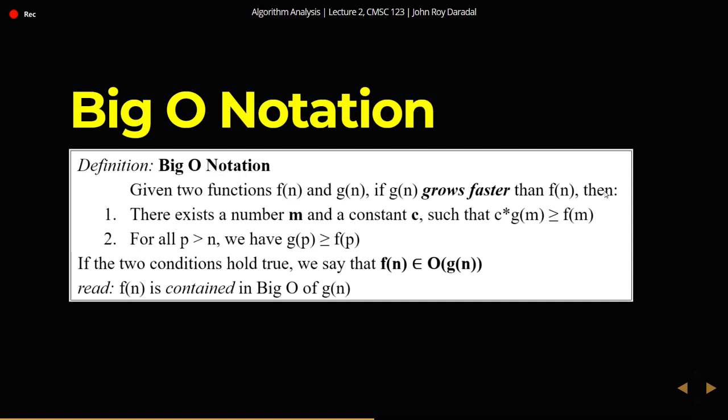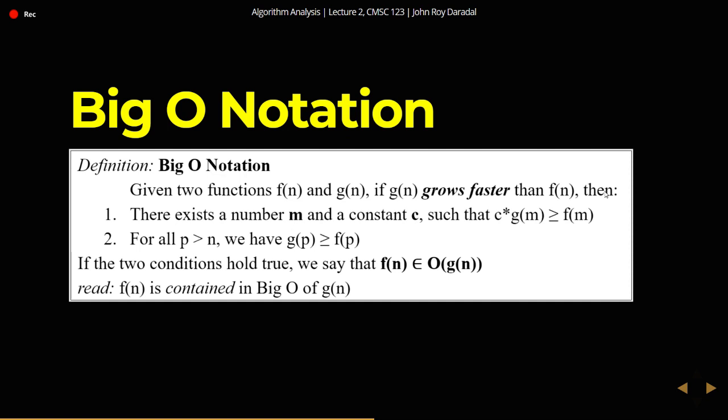So formally, the definition of big O notation is the following. Given two functions f of n and g of n, if g of n grows faster than f of n, then there exists a number m and a constant c such that c times g of m is always greater than or equal to f of m, and for all p greater than m, we have c times g of p is always greater than or equal to f of p. So if the conditions hold true, we say that f of n is in O of g of n. We read that as f of n is contained in big O of g of n.